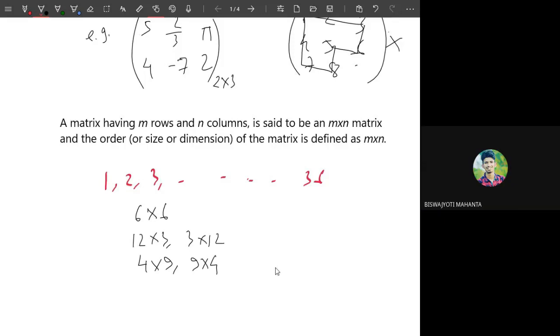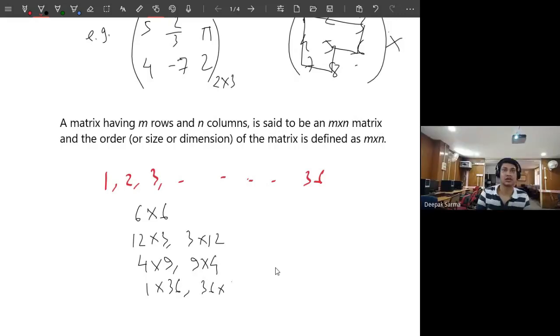2 into 18. 36 into 1, 1 into 36. 2 into 18 is also there. Okay, so 36 into 1, and one of you said 2 into 18 and 18 into 2. Okay, enough, or do we have something more? No. These are all the possibilities.